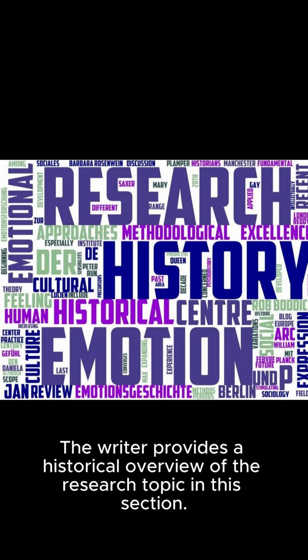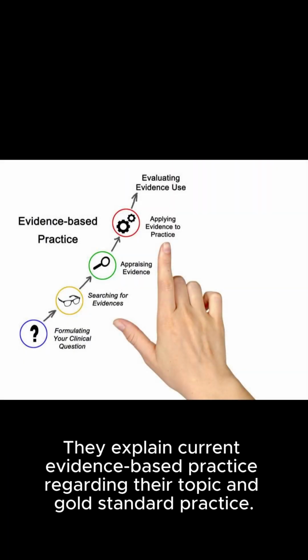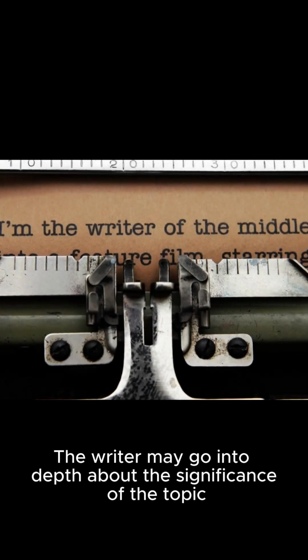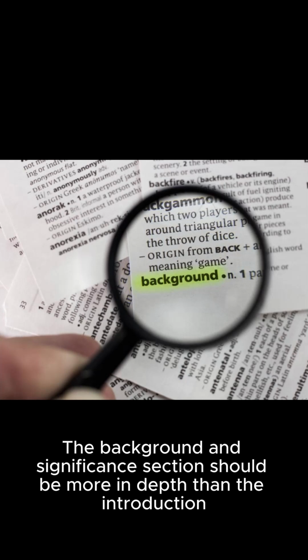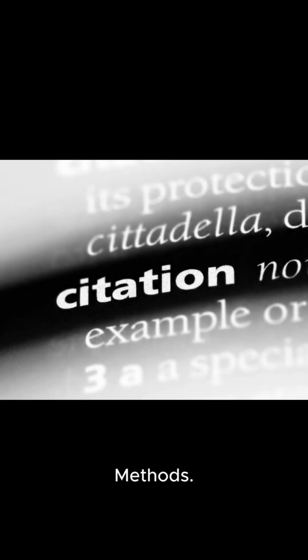Background and significance. The writer provides a historical overview of the research topic in this section. They explain current evidence-based practice regarding their topic and gold standard practice. The writer may go into depth about the significance of the topic in light of changes in the field or current patient needs. The background and significance section should be more in-depth than the introduction and contain citations for scholarly and peer-reviewed journal articles.